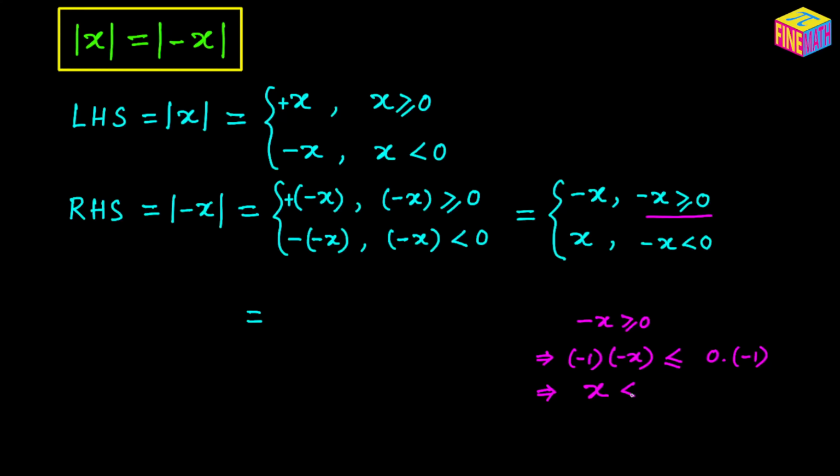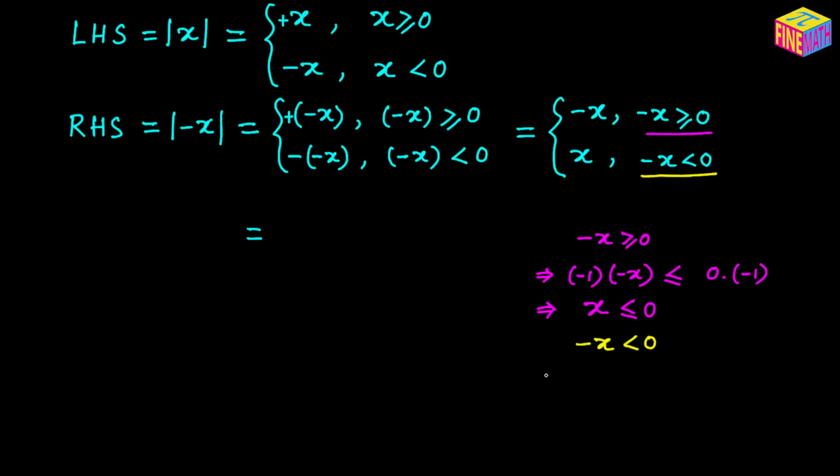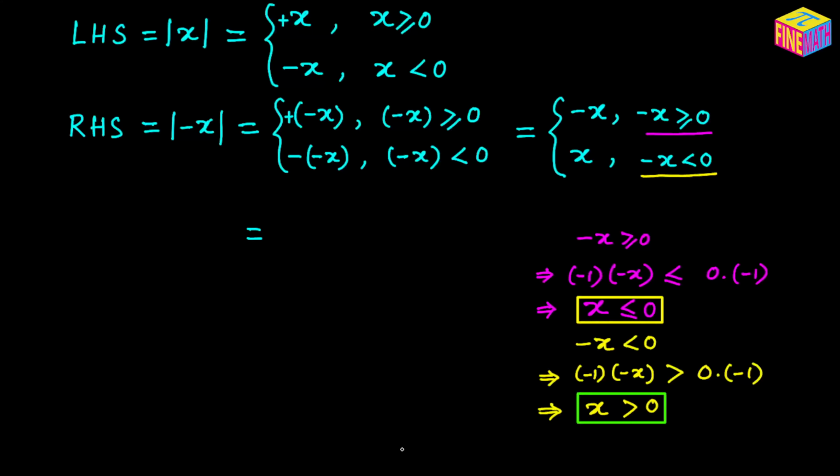So negative 1 times negative x, that is positive x, is less than or equal to 0. And similarly, for the other piece, which is when negative x is less than 0, we multiply both sides by negative 1. What will happen to the inequality sign? Well, it will flip, so it will become greater than, because you are multiplying both sides by a negative number. So positive x is greater than 0 times negative 1, that is 0. If we translate those conditions, they are now going to look like this.